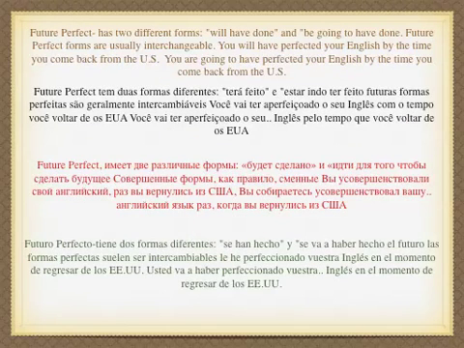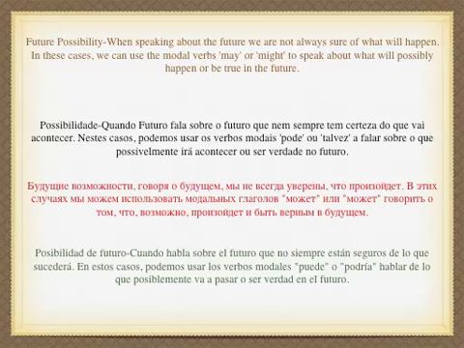Future perfect has 2 different forms, will have done and be going to have done. Future perfect forms are usually interchangeable. You will have perfected your English by the time you come back from the U.S. You're going to have perfected your English by the time you have come back from the U.S.